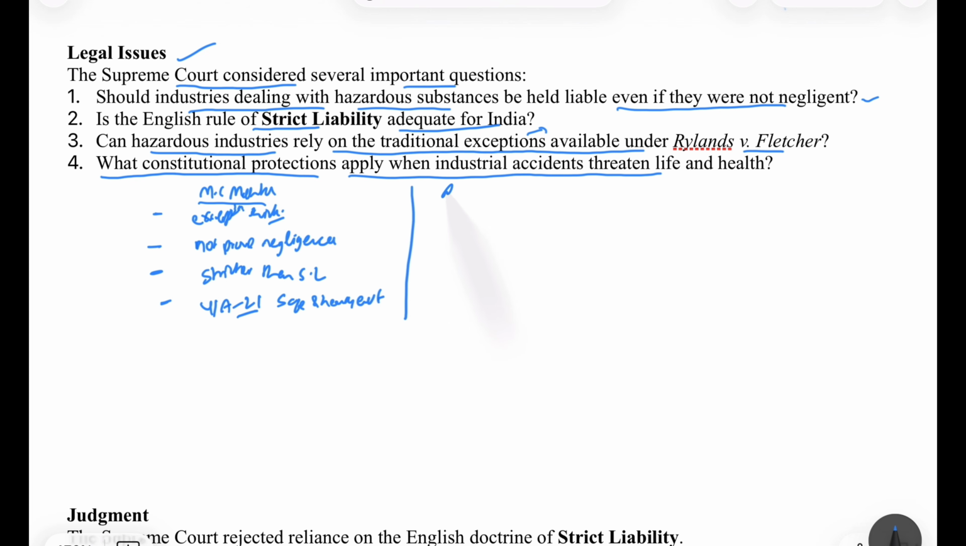And the respondent is the factory. The factory argued that it had safety measures and the leak was accidental.